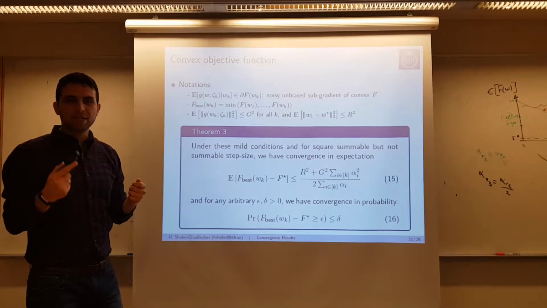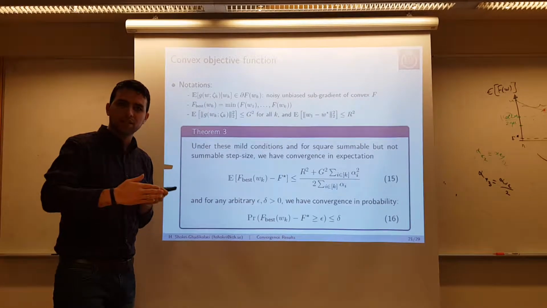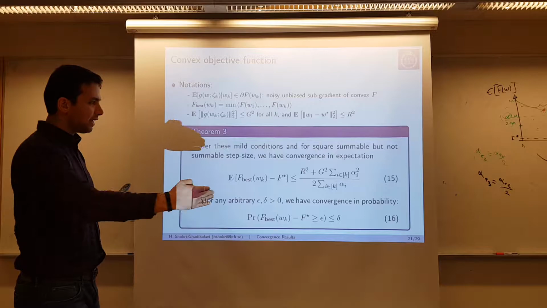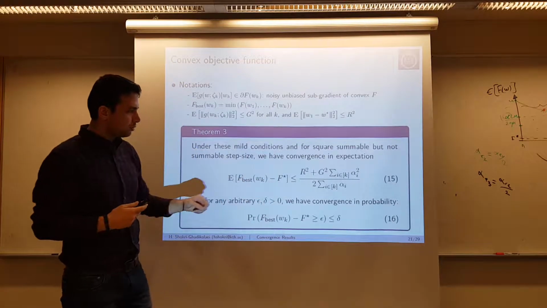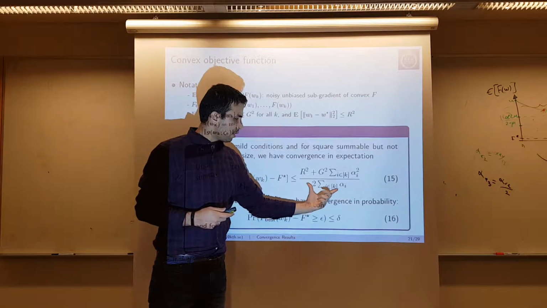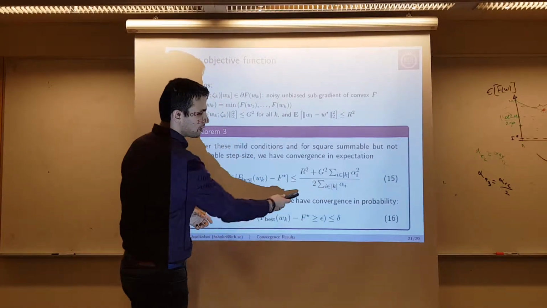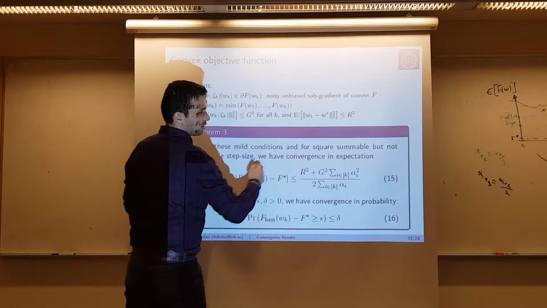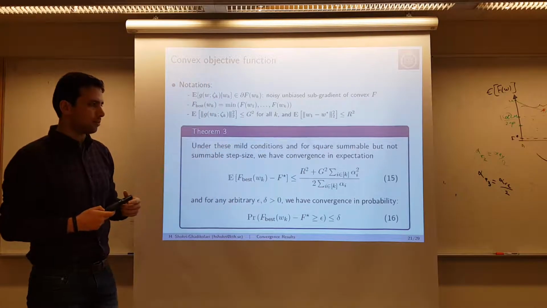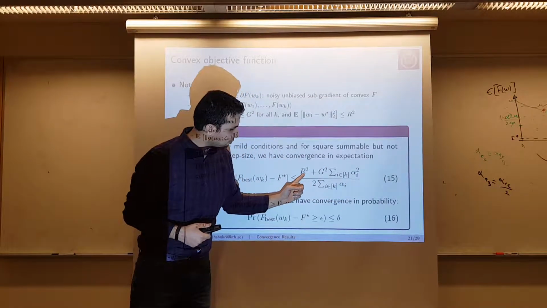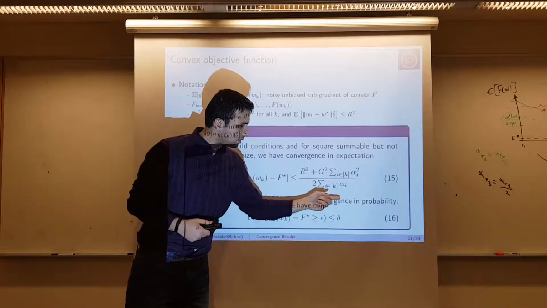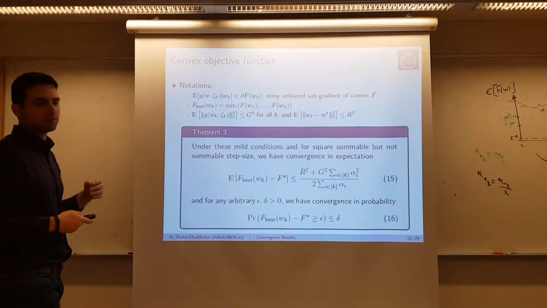F best is this. So the best function value evaluated in the previous k iterations minus f star, the optimal solution, will be bounded above by this. That's why we need the assumption: square summable but not summable. Because if it is square summable, then this is bounded, less than infinity, and so this term can go to 0. Okay?